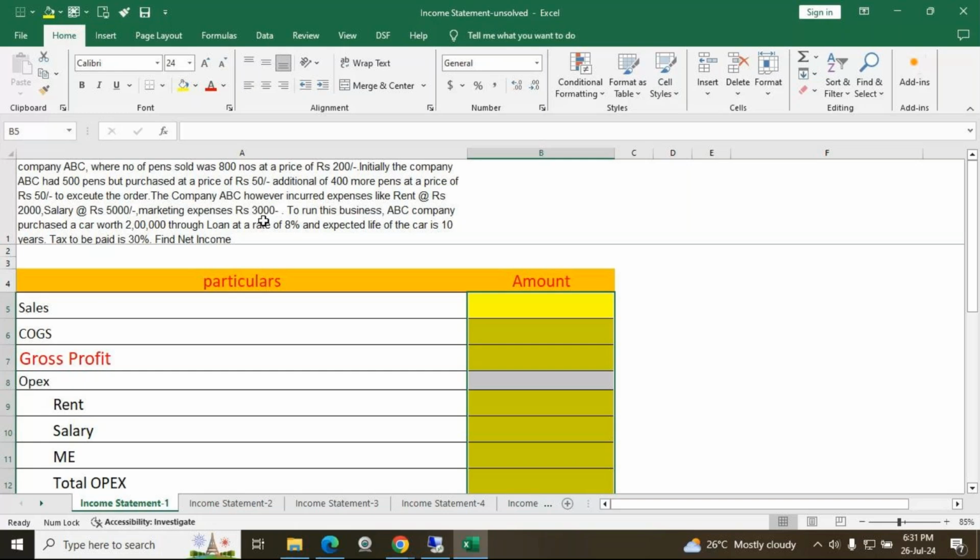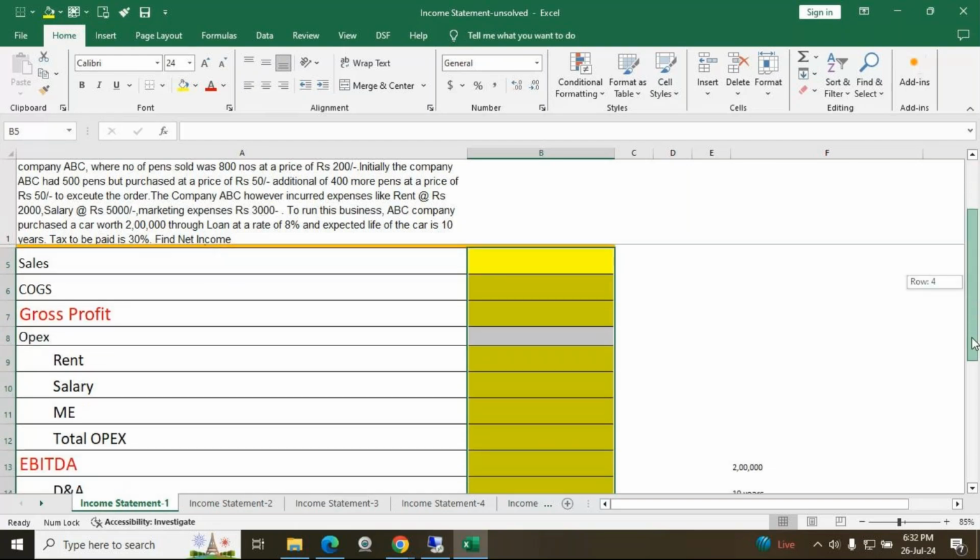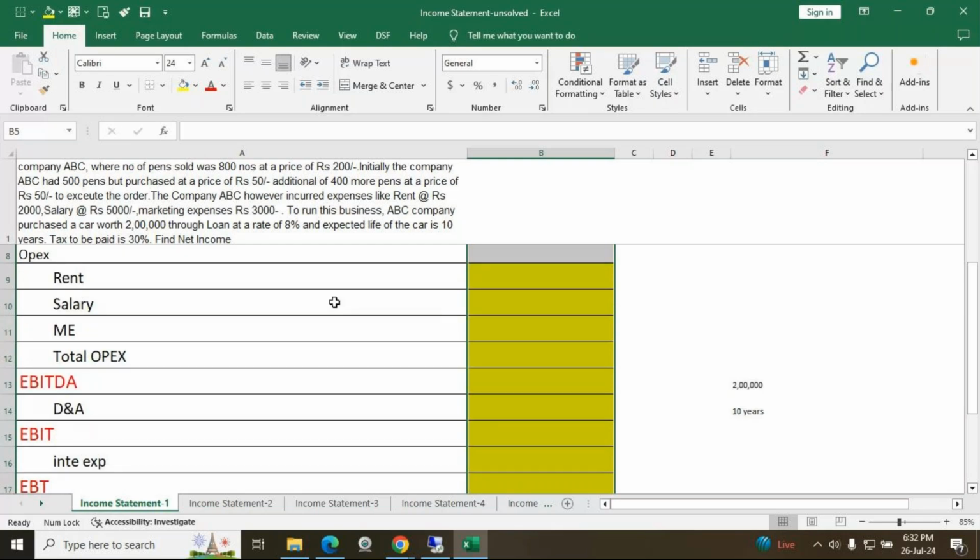Excuse me, ma'am. Yes. Ma'am, what is D and A? Depreciation and amortization. So there is no value given for depreciation and amortization. Oh, purchased car. They say the ABC company purchased a car worth 2 lakh rupees through a loan at 8%. Amortization they have not given. The expected life of the car is 10 years. So 2 lakh divided by 10, I'll get the depreciation value. Okay, ma'am.